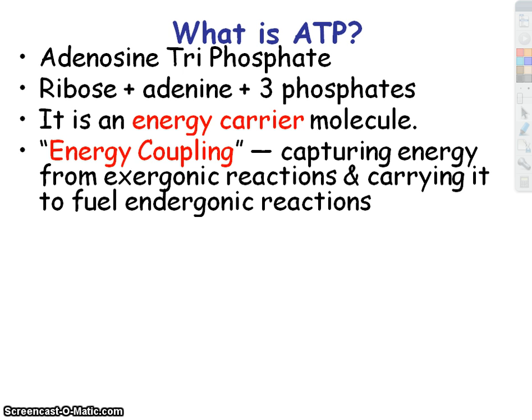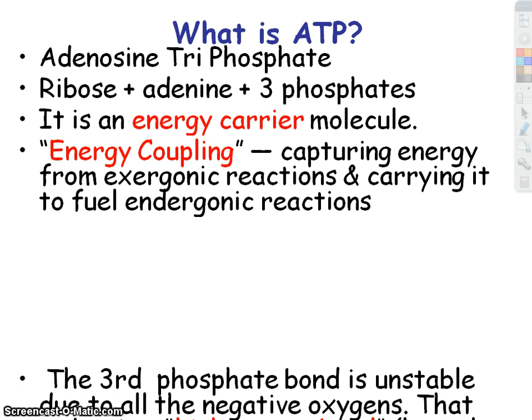It carries energy from one reaction to another. So I showed you the little spinning turbine wheel yesterday, and how that wheel would be like ATP, that it was just transferring the energy from the water moving to the light bulb so that it could light the light bulb. The light bulb required energy, the moving water provided energy, and ATP was just the link between the two. And so that's called energy coupling, taking the energy from one reaction and using it to fuel another one.